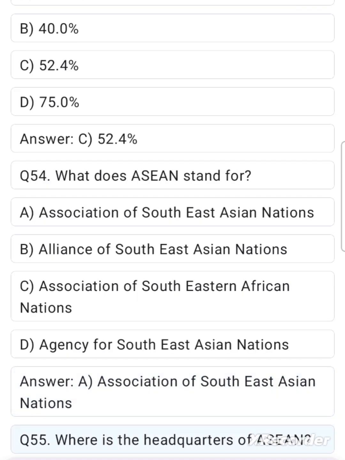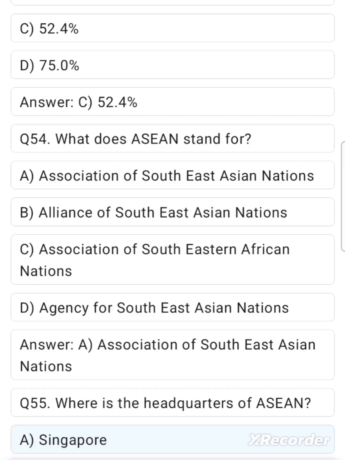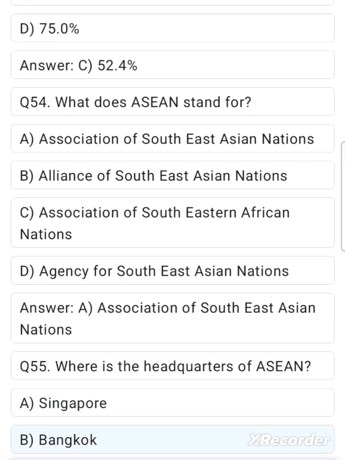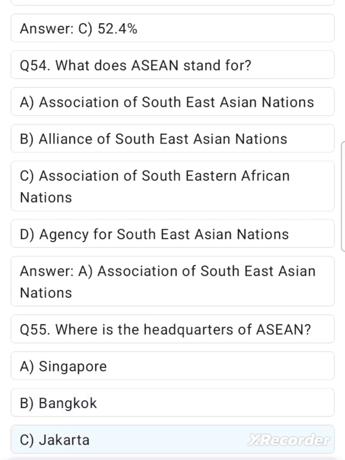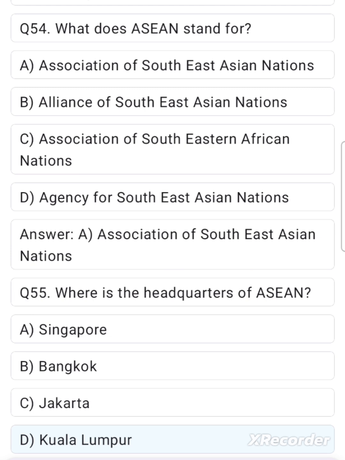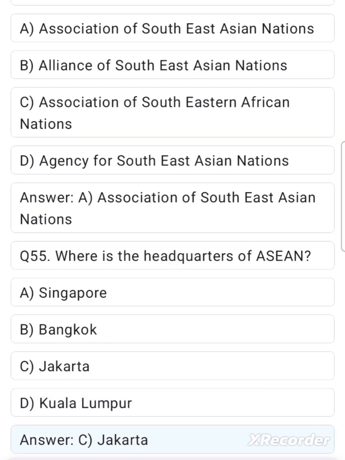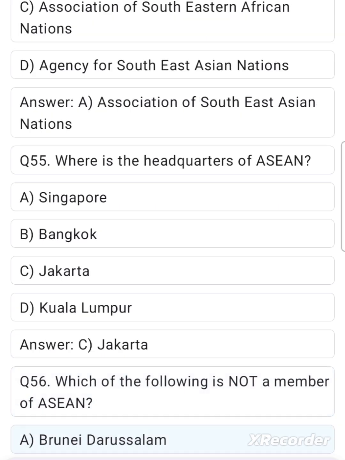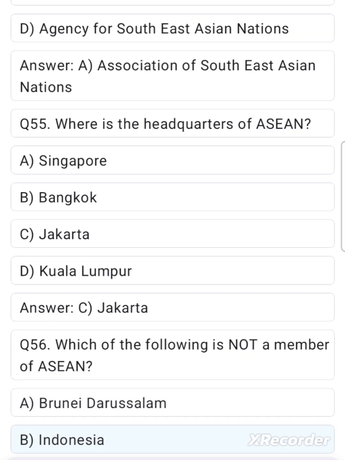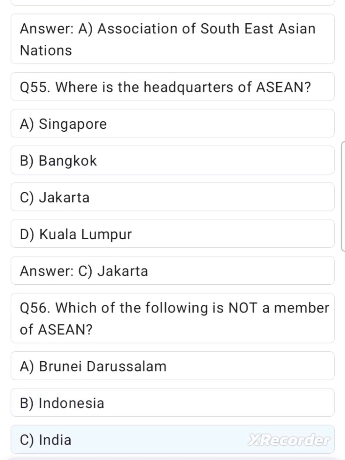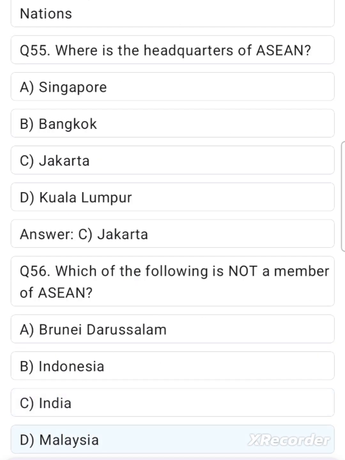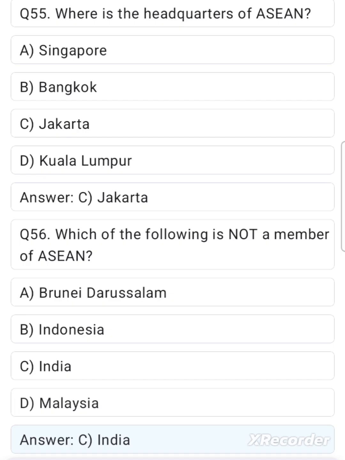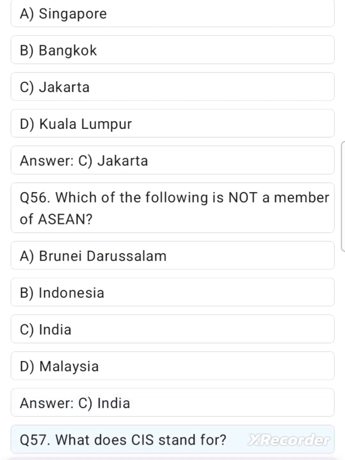Q55. Where is the headquarters of ASEAN? A. Singapore. B. Bangkok. C. Jakarta. D. Kuala Lumpur. Answer: C. Jakarta. Q56. Which of the following is not a member of ASEAN? A. Brunei Darussalam. B. Indonesia. C. India. D. Malaysia. Answer: C. India. Q57. What does CIA stand for?